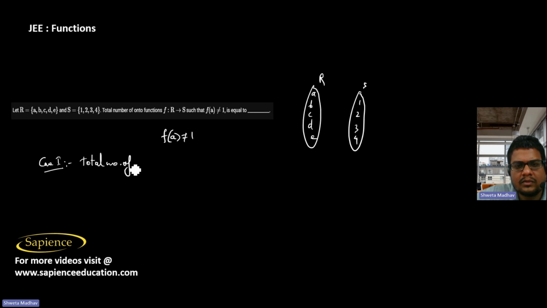the total number of onto functions where f of a may or may not be equal to 1. So that will be equal to, so here we can select any two out of these five by 5C2 ways, and that can map to any one of these four. So that will be into 4.